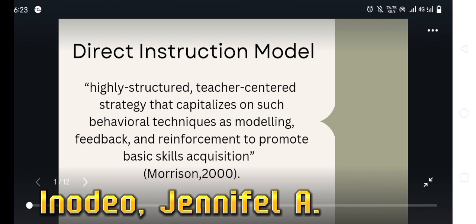So it is stated here that direct instruction is a highly structured, teacher-centered strategy that capitalizes on such behavioral techniques as modeling, feedback, and reinforcement to promote basic skills acquisition (Marison, 2000). So it means that direct instruction is a way of teaching where the teacher is only helping the student to acquire some basic knowledge and procedural knowledge.